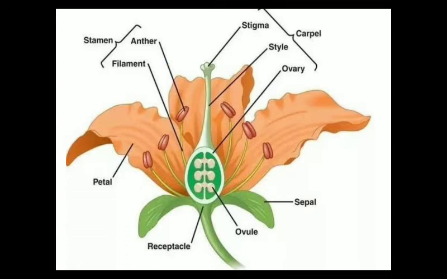All these floral appendages remain present on a structure called receptacle. So this is a receptacle over which these sepals, petals, stamens and carpels remain present. And this is the stalk of a flower. The stalk of a flower is known as pedicel. So this is the basic information regarding the flower.